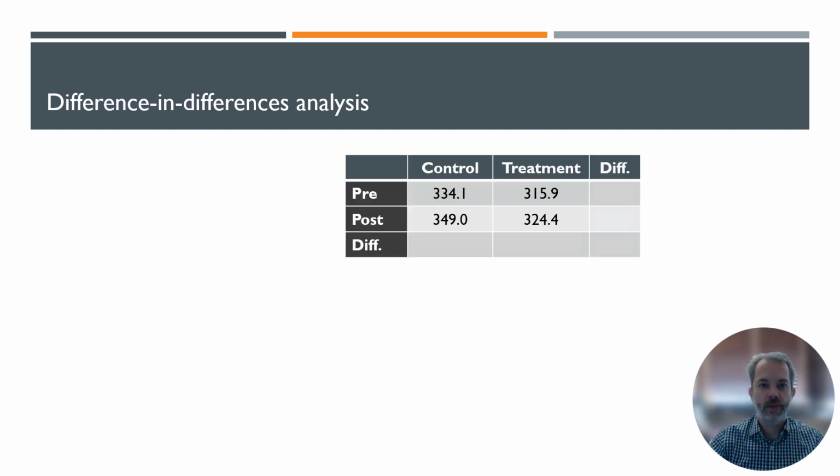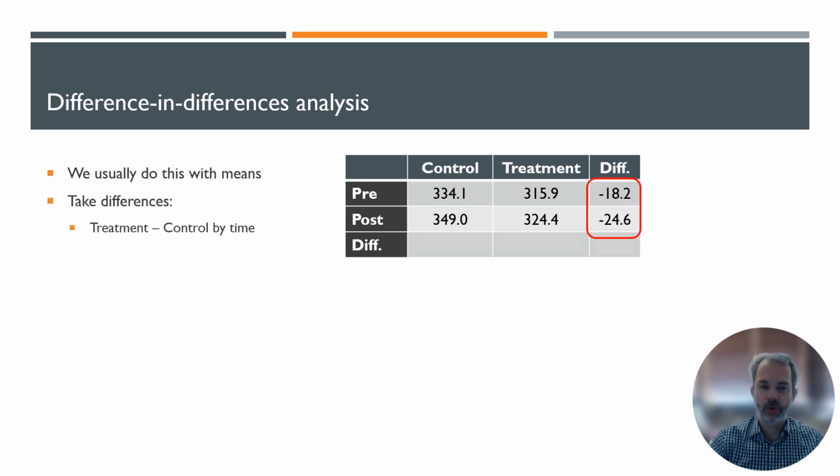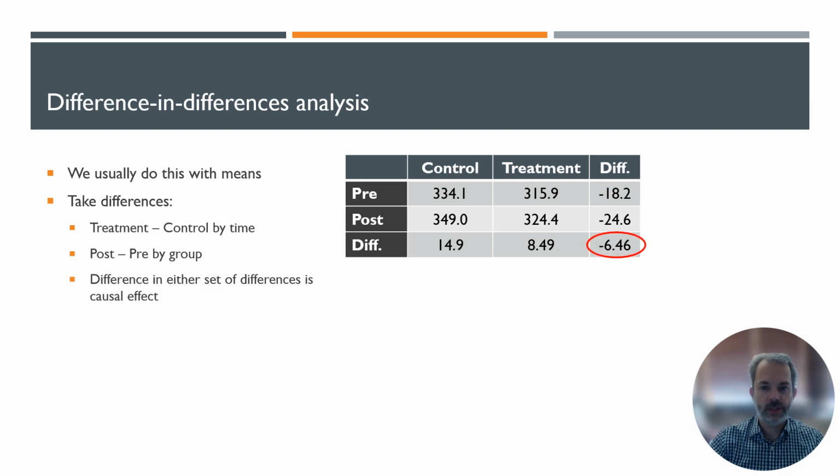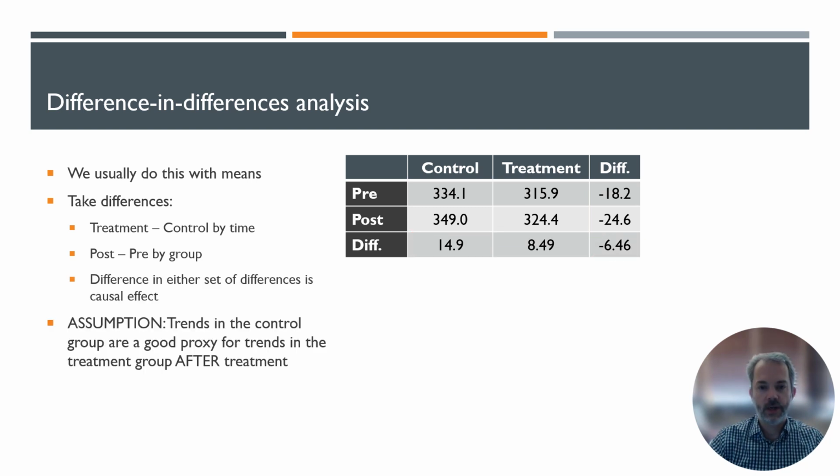We can simplify this process by just looking at group means and taking differences between groups over time within group, and then the difference in these differences. This identifies a causal effect as long as we think the control difference from pre to post is a good proxy for what would have happened in the treatment group without treatment.